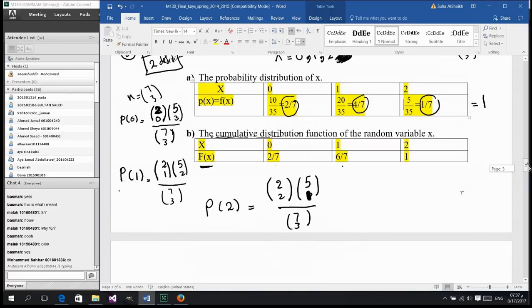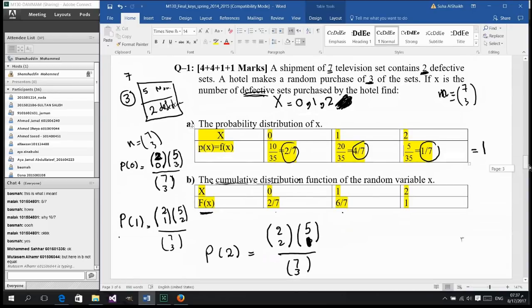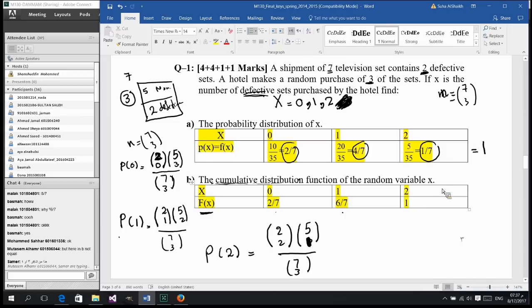So you must have a question similar to this. For the random variable part, it must be similar. Either they will give you the table, the first table, or as you can see in part A, they ask me to construct the table myself. This is chapter 3.